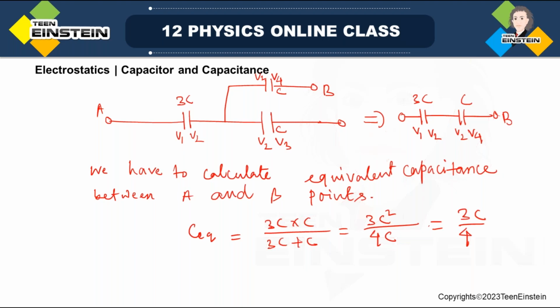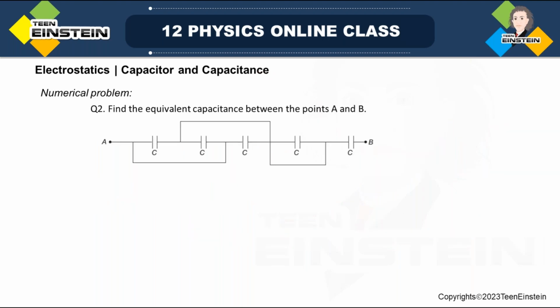Now we'll apply this knowledge. Let us take this numerical problem. I have to find the equivalent capacitance between A and B. See, how many capacitors do I have here? I have 5 capacitors here. So a similar thing we'll do here.